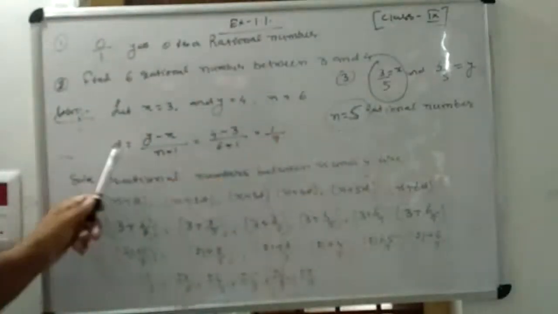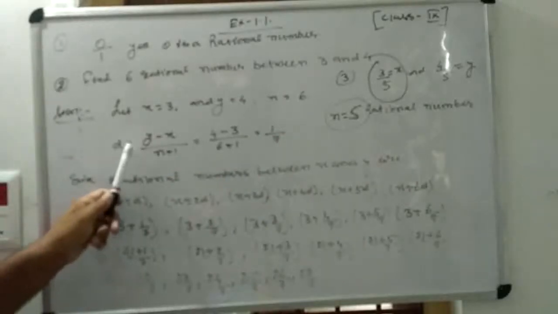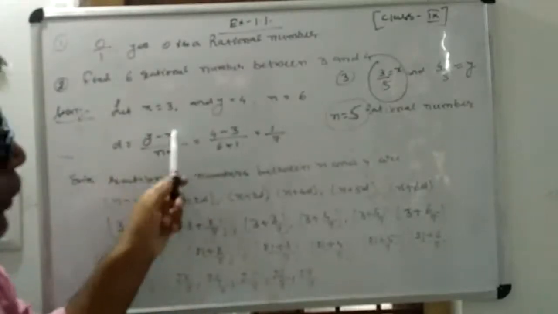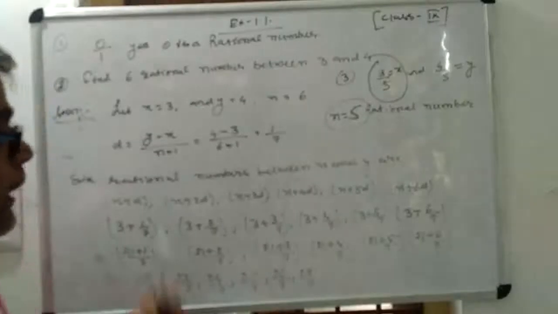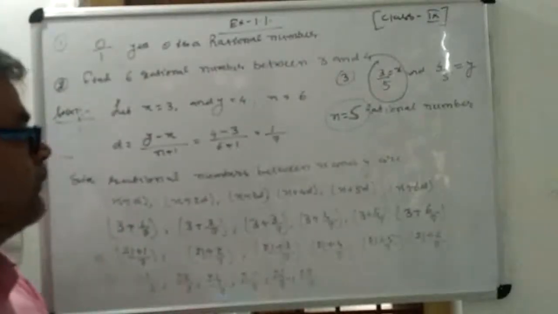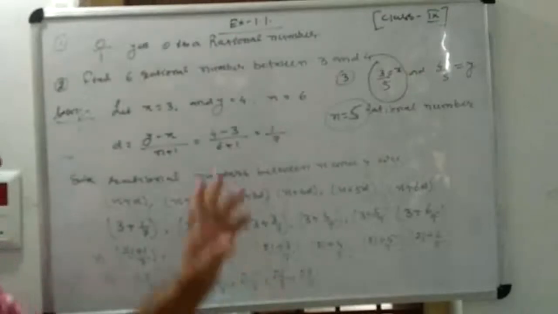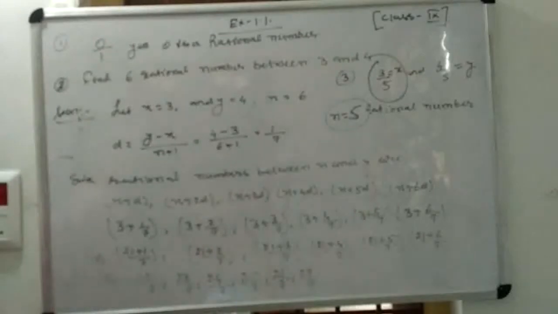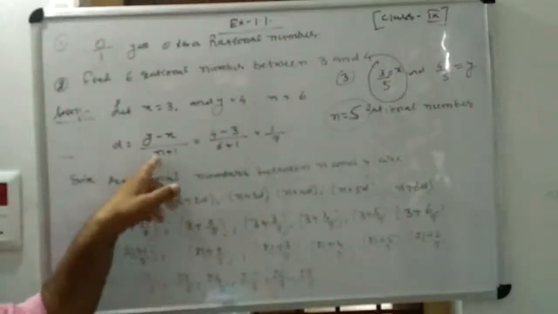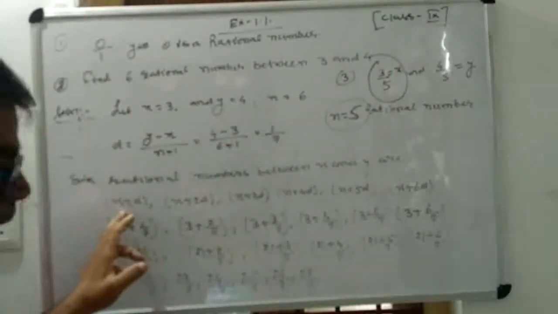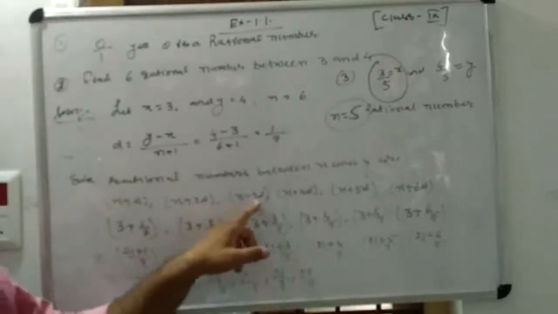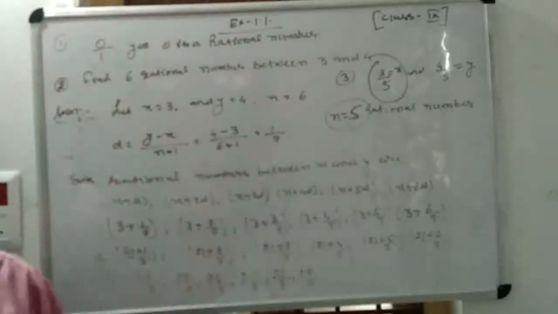Now substitute all these things in the formula: d equals y minus x by n plus 1. On putting the values of x, y and n, you will get the value of d. After getting the value of d, you need to find the rational numbers between x and y. Here n is 5, so the 5 rational numbers between x and y will be x plus d, x plus 2d, x plus 3d, x plus 4d and x plus 5d.